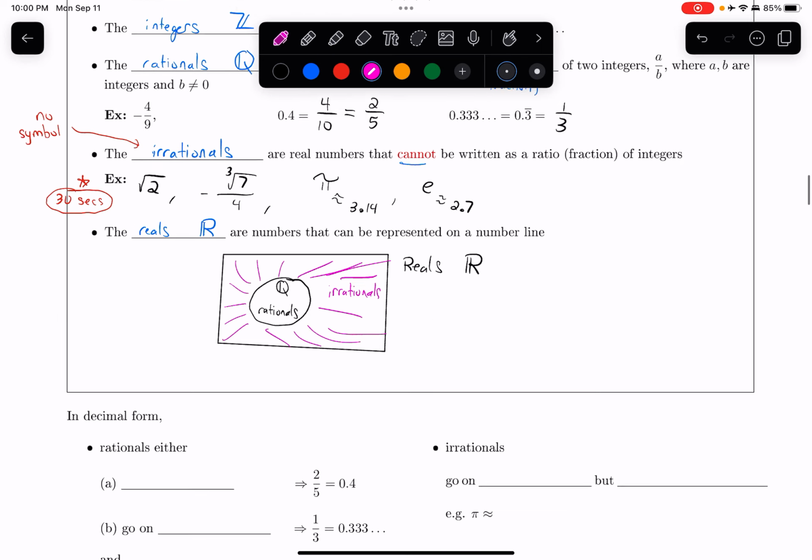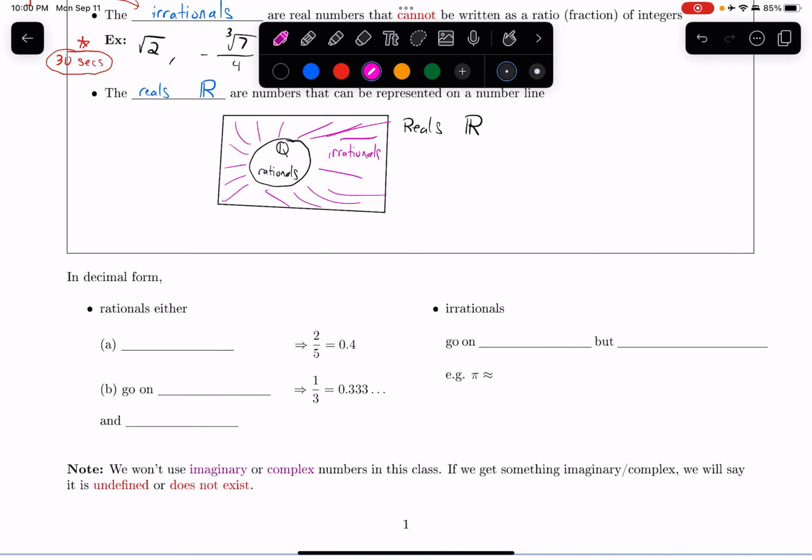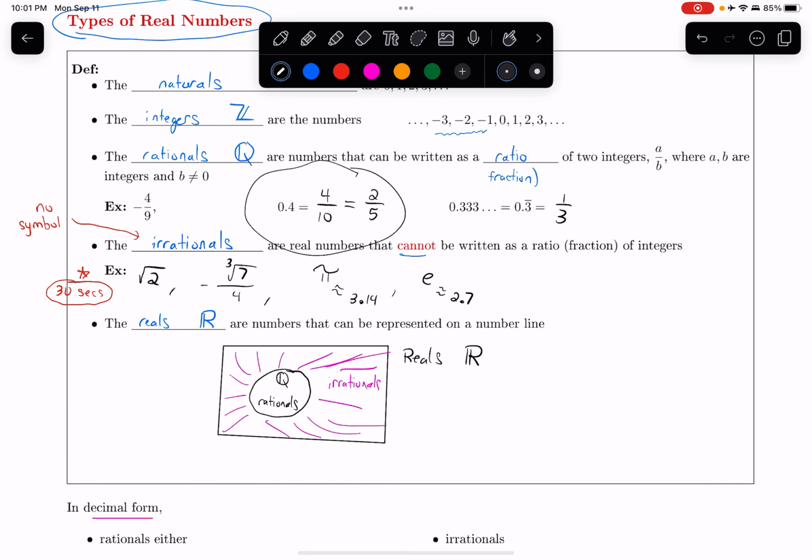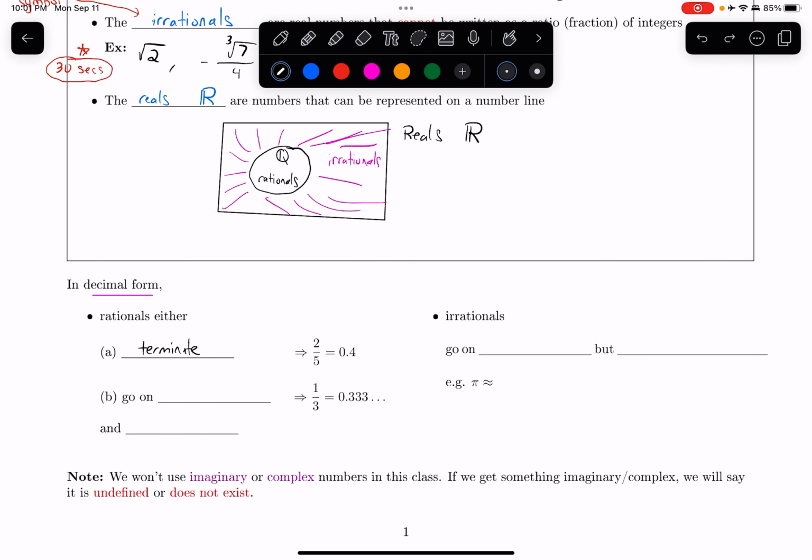Okay, all right, so let's talk about some of these things in decimal form. So in decimal form, let's talk about rationals and irrationals. It turns out rationals in decimal form can do one of two things. Either they terminate, and let me give an example of this. So something like 2 over 5, that fraction is 0.4, right? We saw that up above here. 0.4 is the same thing as 2 over 5. So this decimal number stops. The decimals don't keep going past the 4. In other words, they terminate. Terminate just means they stop. The decimal stops somewhere.